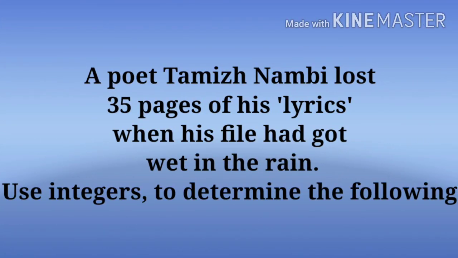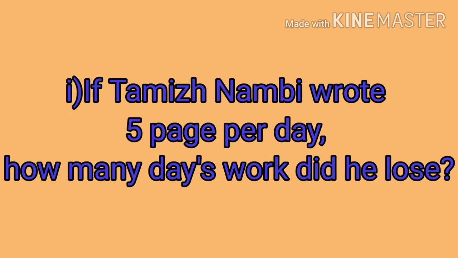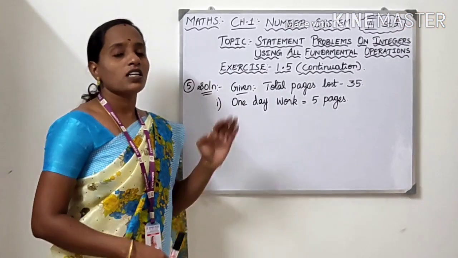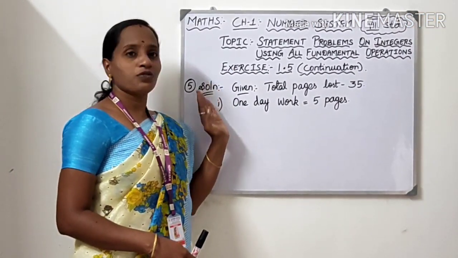A poet, Tamil Nambi, lost 35 pages of his lyrics when his file got wet in the rain. Use integers to determine the following. In that we have the first subdivision. If Tamil Nambi wrote 5 pages per day, how many days' work did he lose? So here is our solution in the fifth sum.